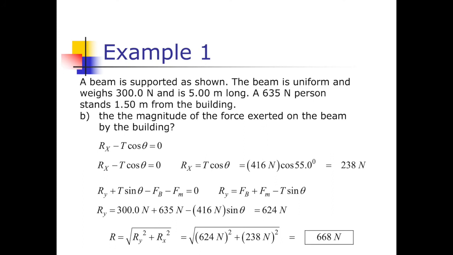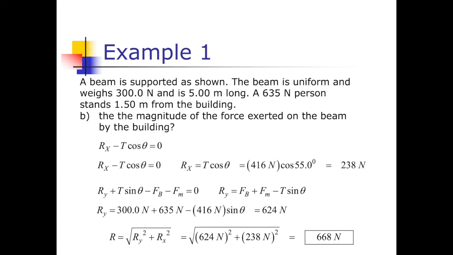For the second question now, we're going to go ahead and go to translational equilibrium. And when we do so, remember, we're going to split this up in terms of the x direction and the y direction. So in the x direction, we know that the only component available is the horizontal component caused by the tension, which means that the x component of our vector R has to be equivalent to this component of tension. And when we calculate that, we get a value of 238 newtons.